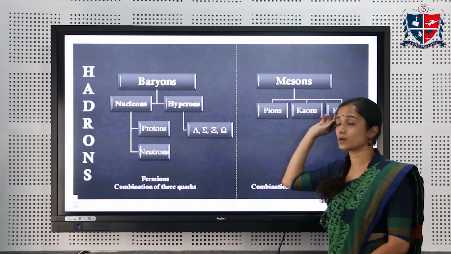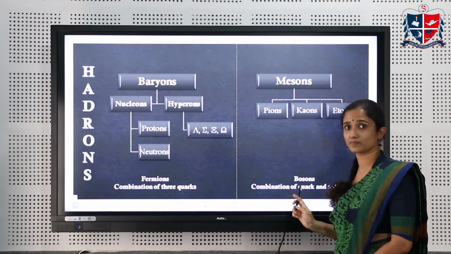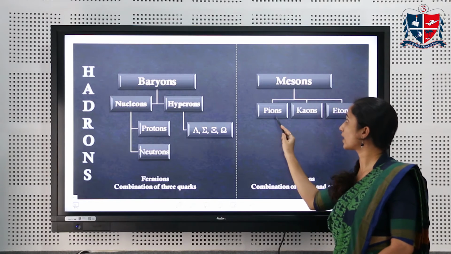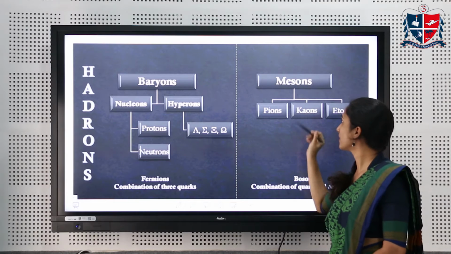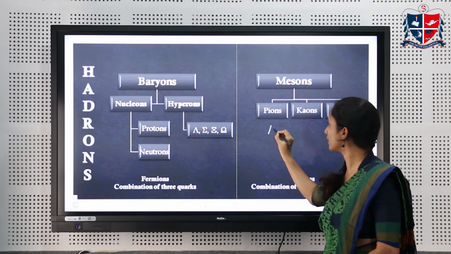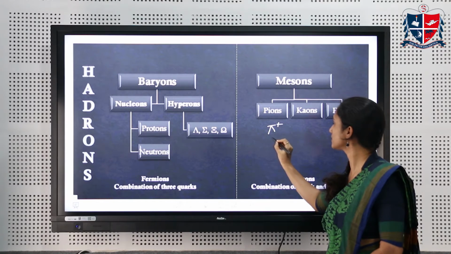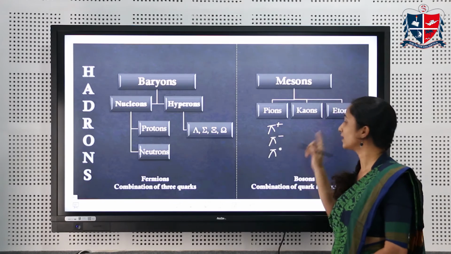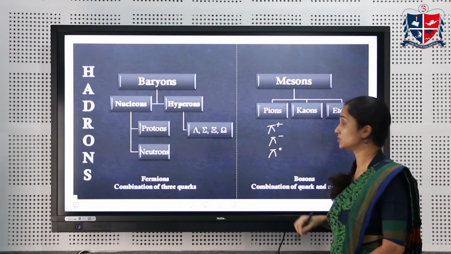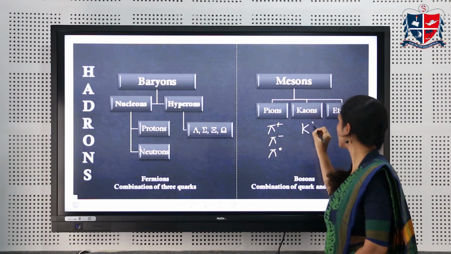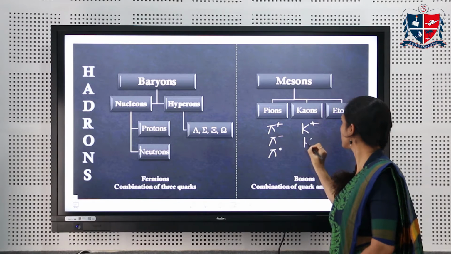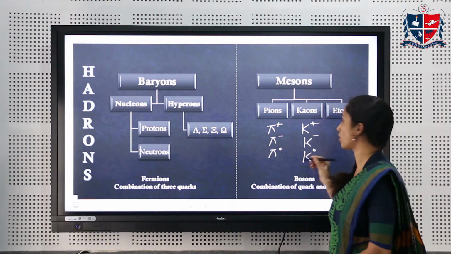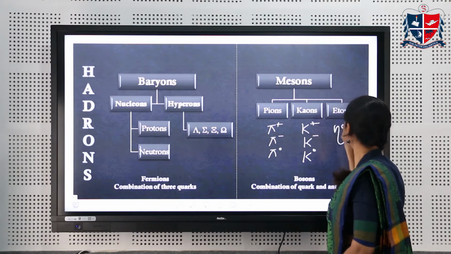Whereas mesons are bosons, which means they are energy carrying particles. And among mesons, we have 3 different types. They are pions, which are denoted by pi. It could be pi plus, pi minus, or pi 0. Kaons or K mesons, which are denoted as K plus, K minus, and K0, and etons or eta particles.